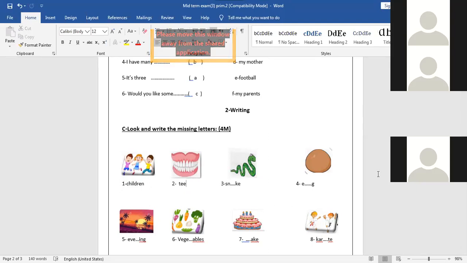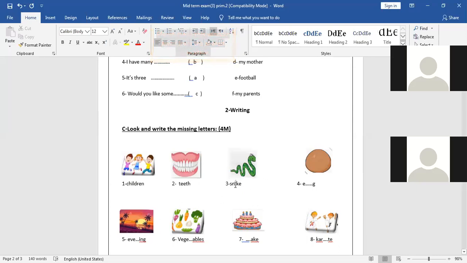Lily. Yes, Miss Aya. Let's see, Lily. What can you see here? Lily, where are you? Lily, you can hear me now? Yes. Okay, look at this picture. This is what? Teeth. So what are the missing letters? T-H. Thank you so much. Let's see another one.